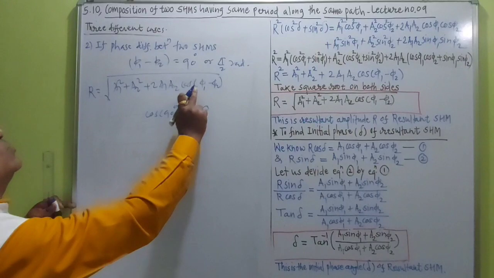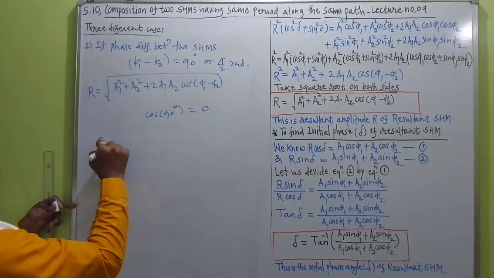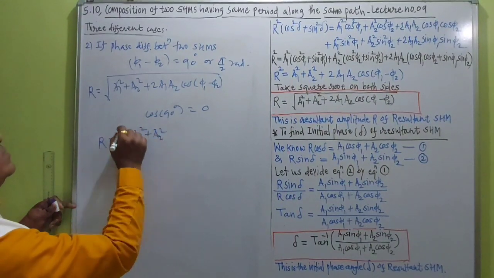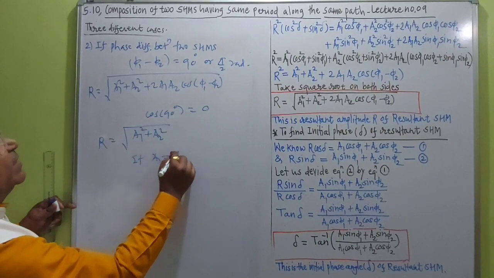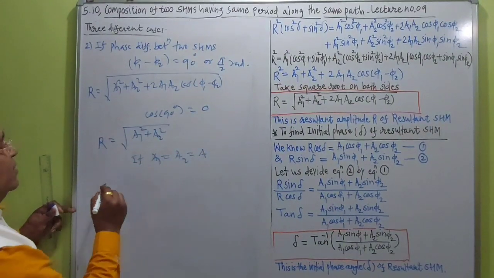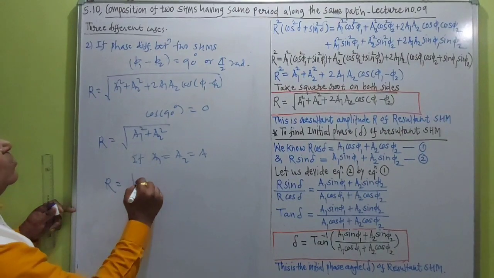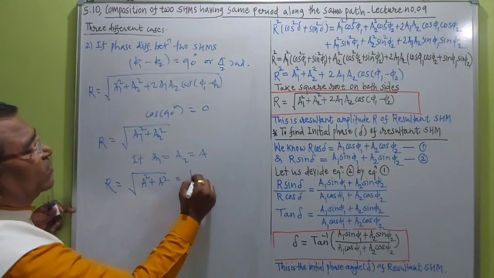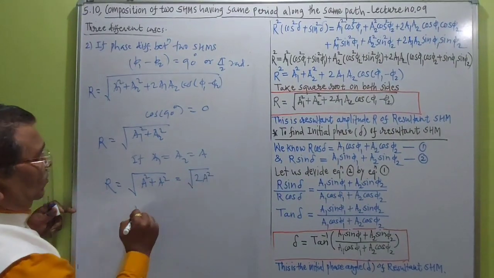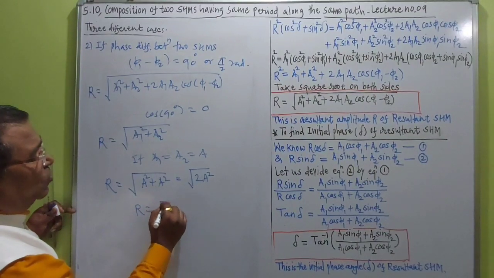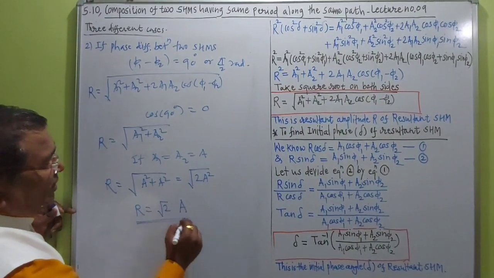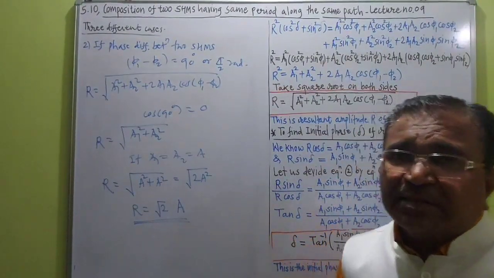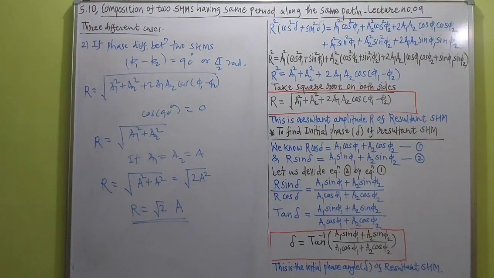If cos 90 is equal to 0, if we put this, then capital R will be square root of A1 square plus A2 square. If A1 is equal to A2 is equal to A, then capital R is equal to square root of A square plus A square, which is square root of 2A square. So capital R is root 2 into A. So this is the formula: if A1 is equal to A2, then the resultant amplitude is this. Take a screenshot.